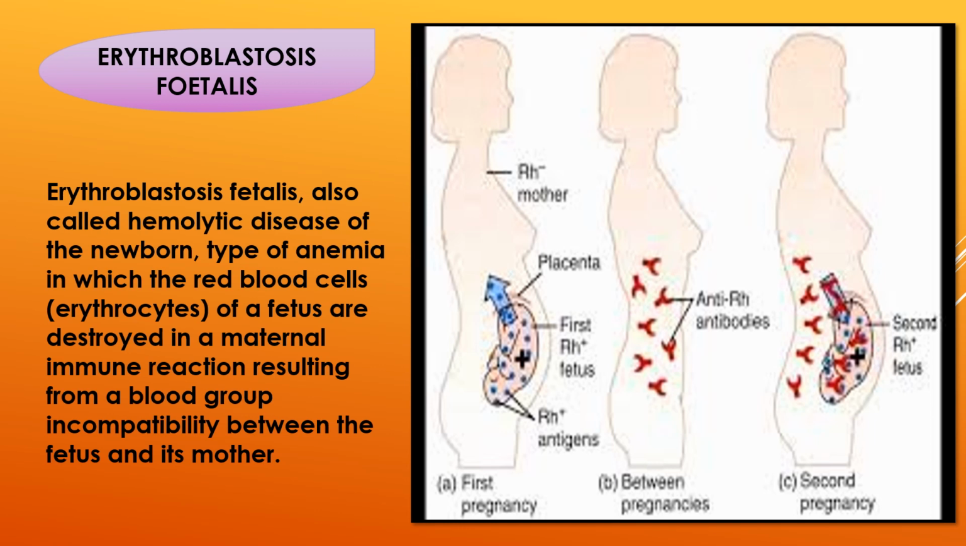Now, what is erythroblastosis fetalis? Erythroblastosis fetalis, also called hemolytic disease of the newborn, is a type of anemia in which the red blood cells or erythrocytes of a fetus are destroyed in a maternal immune reaction resulting from a blood group incompatibility between the fetus and its mother. You can see the diagram. In the diagram, step by step, this erythroblastosis fetalis has been shown.